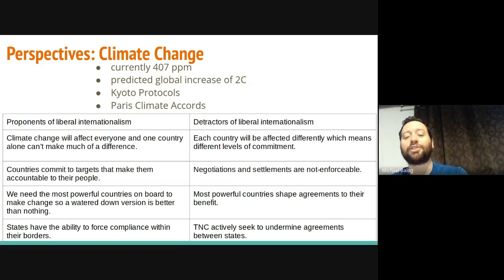So, detractors of liberal internationalism, they might say, look, powerful countries shape these agreements to their benefit. So if you look at, for example, a country like the United States, which did originally sign on to the Paris Climate Accords when Obama was running the country, the United States, as the richest, most developed economy on earth, probably could have done more. But there were special carve outs in the agreement that protected particular industries within the United States, that protected the United States in certain sort of trade negotiations. There were ways that the United States used its power to make the agreement acceptable to it, and it probably watered down the overall agreement, right? Because that's the way that you get a big country to sign on, is by giving concessions.